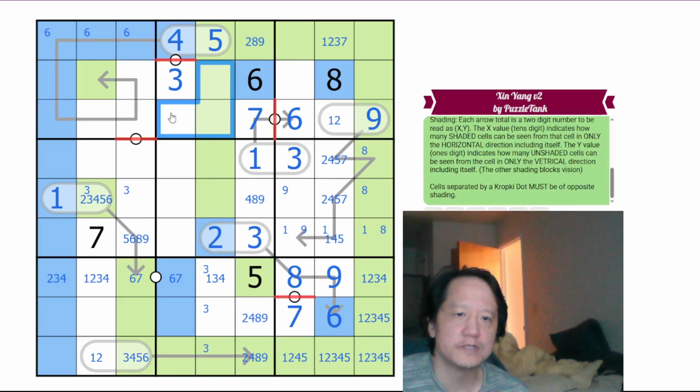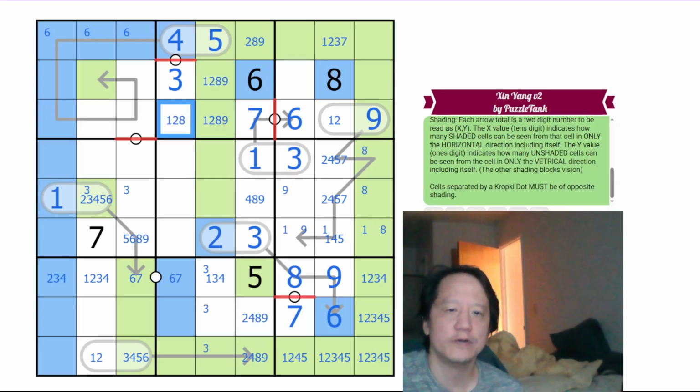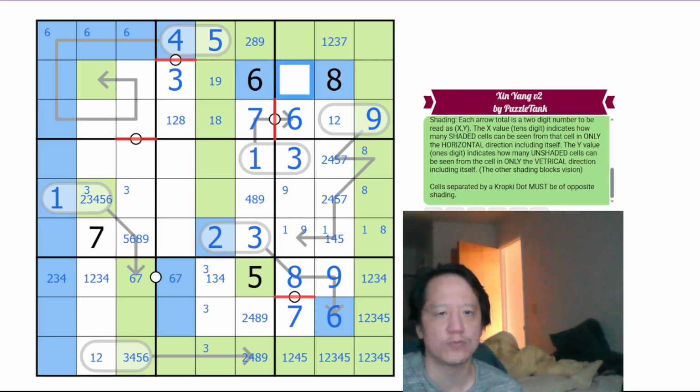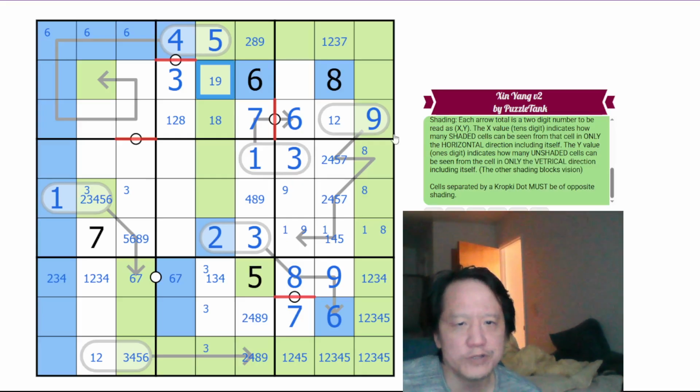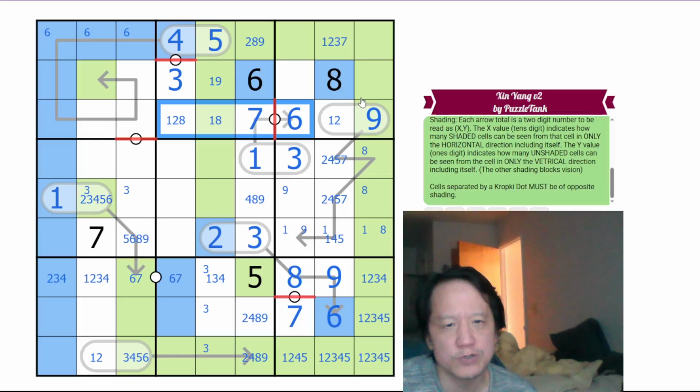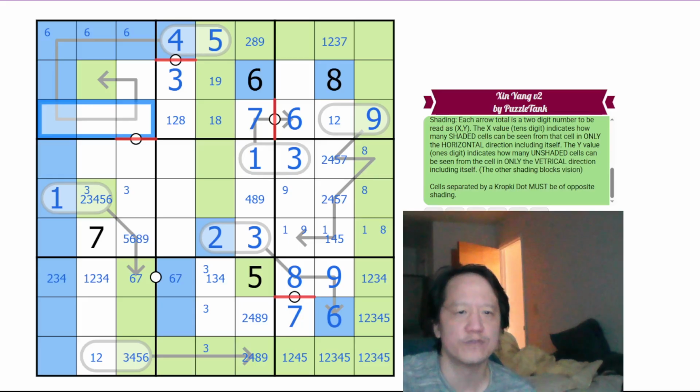Remaining digits in this upper central box, we have 1, 2, 8, and 9. No 9 here because of 9 in the row. No 2 here because of 2 in the column. No 8 here because of 8 in the row. Okay. We have a 1, 2, 8 triplet, which eliminates 1, 2, 8 in the rest of row 3, which leaves this as 3, 4, and 5. 3, 4, and 5 is only consecutive with 2, 3, 4, 5, and 6.